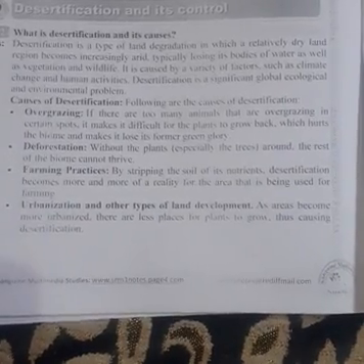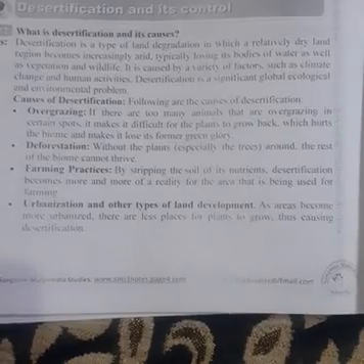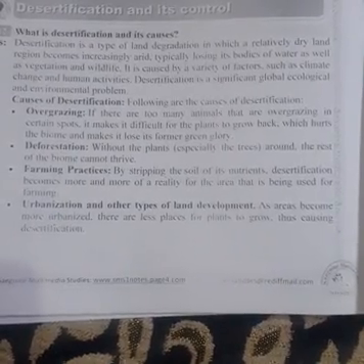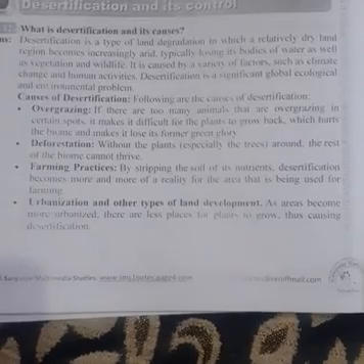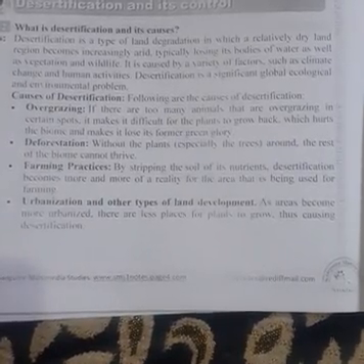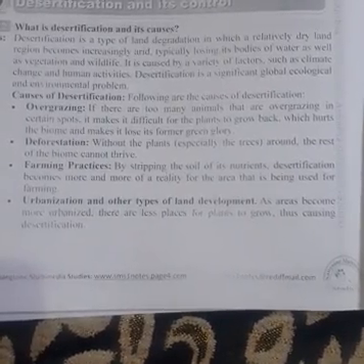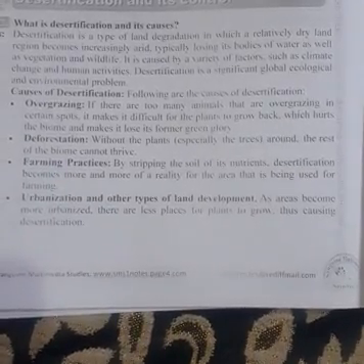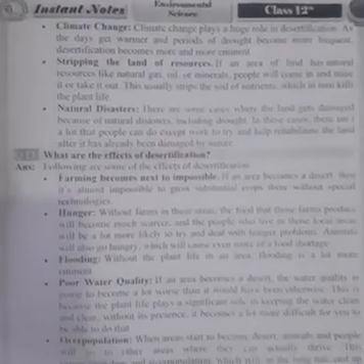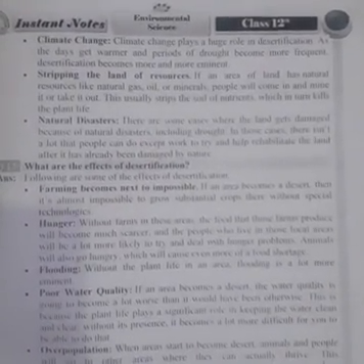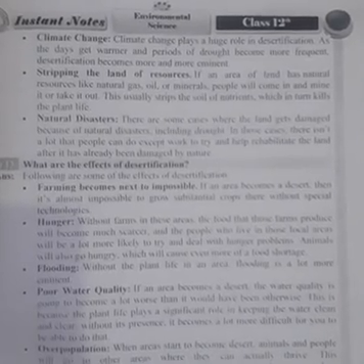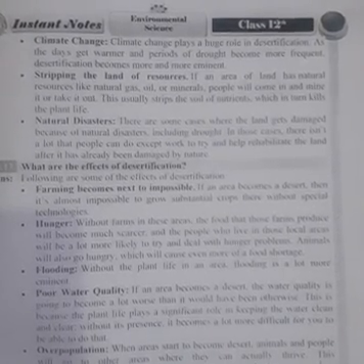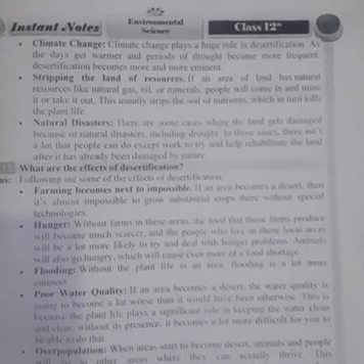Farming practices. By stripping the soil of its nutrients, desertification becomes more and more of a reality for the area that is being used for farming. Urbanization and other types of land development. As an area becomes more urbanized, there are fewer places for the plants to grow, thus causing desertification. Climate change. Climate change plays a huge role in desertification. As the days get warmer and periods of drought become more frequent, desertification becomes more and more imminent.